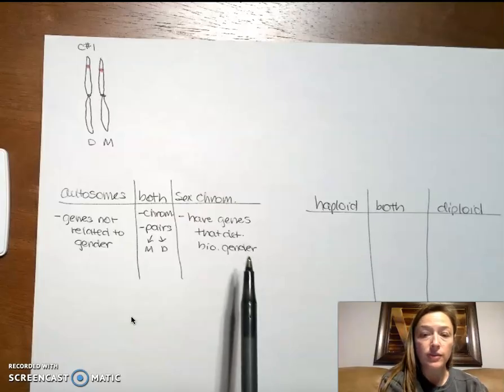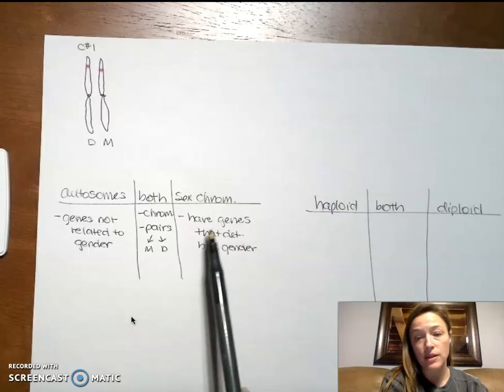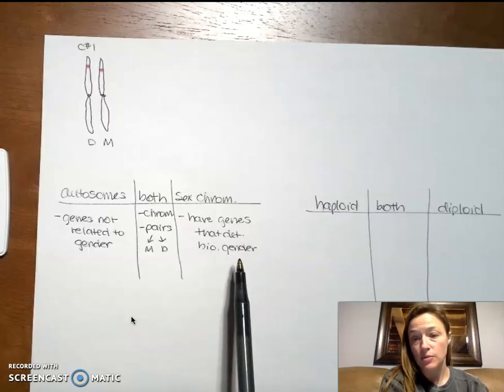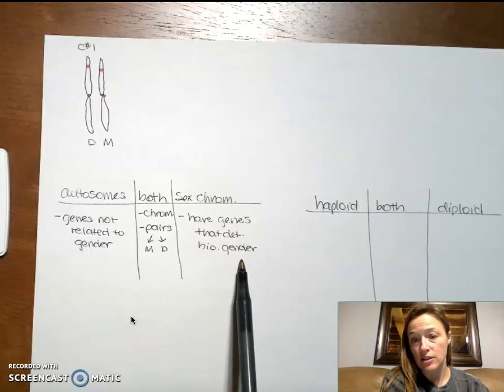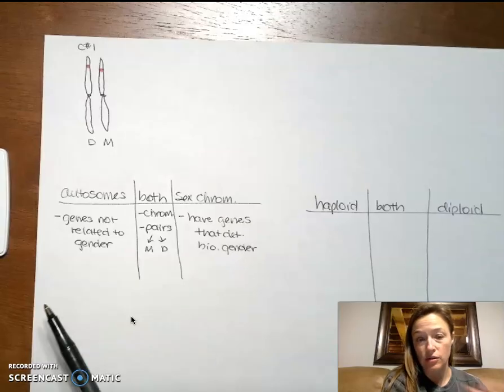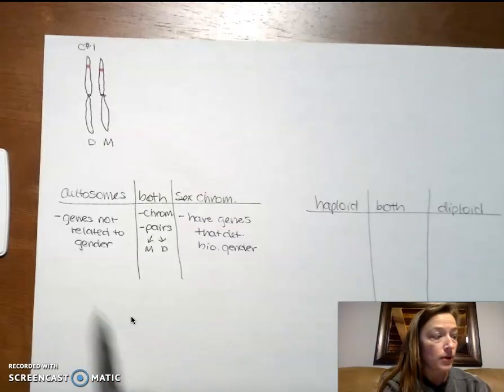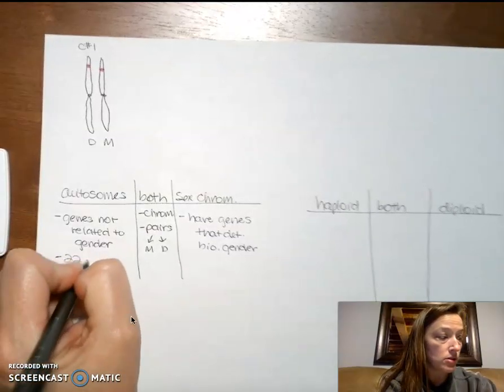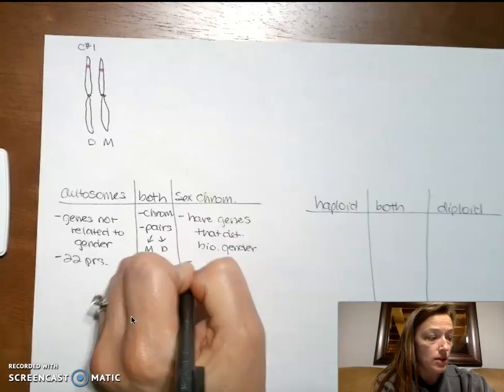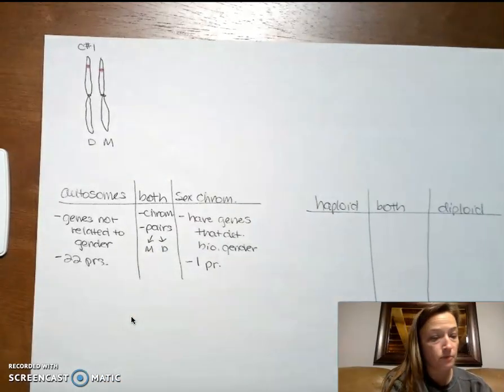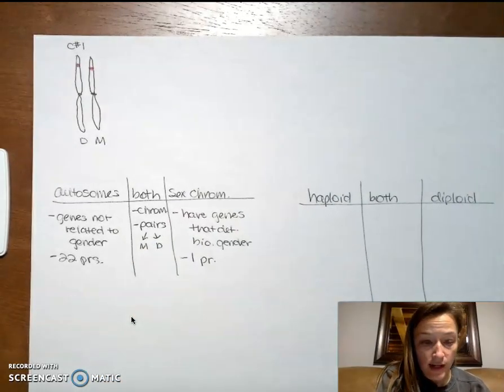So there are other genes on the X chromosome, but what determines a sex chromosome, which would be the X or the Y, is that it does contain the genes that determine gender, whereas the autosomes have all the other genes. All right, so you have 22 pairs of autosomes and 1 pair of sex chromosomes. All right, so that's comparing and contrasting those.